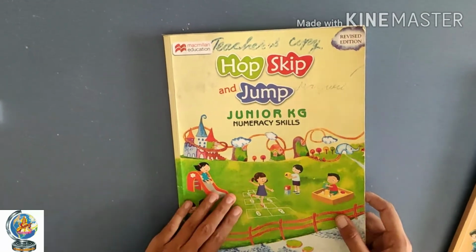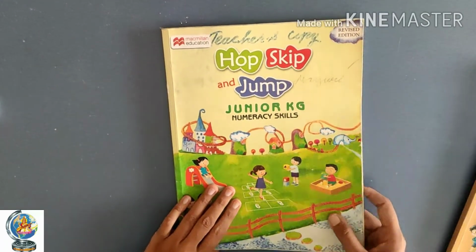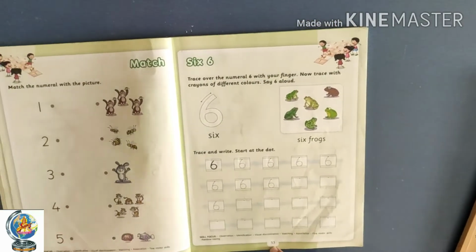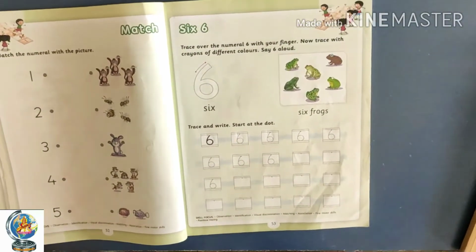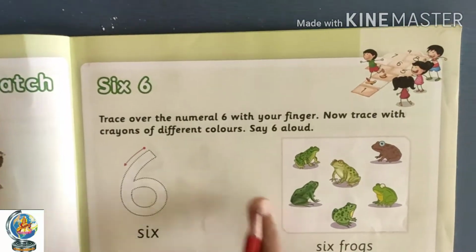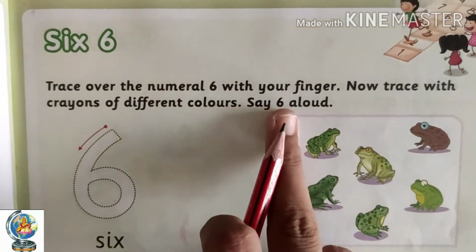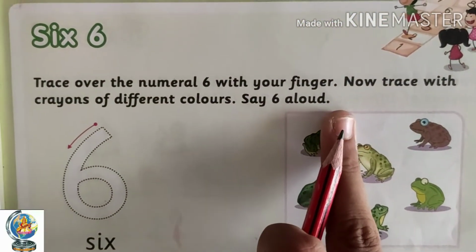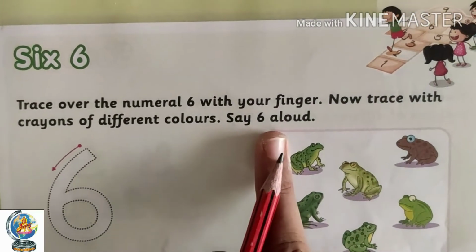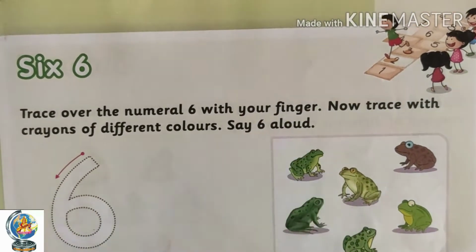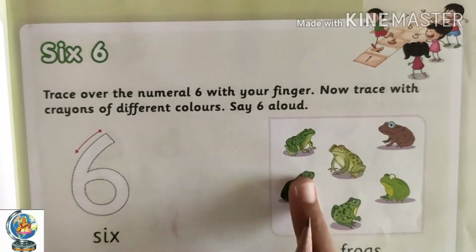So, take our math textbook and open page number 53. Look at here. Trace over the numeral 6 with your finger. Now trace with crayons of different colors. Say 6 aloud. Okay.